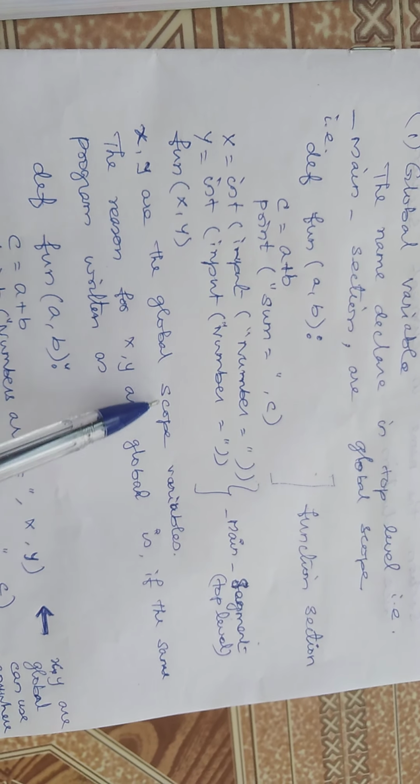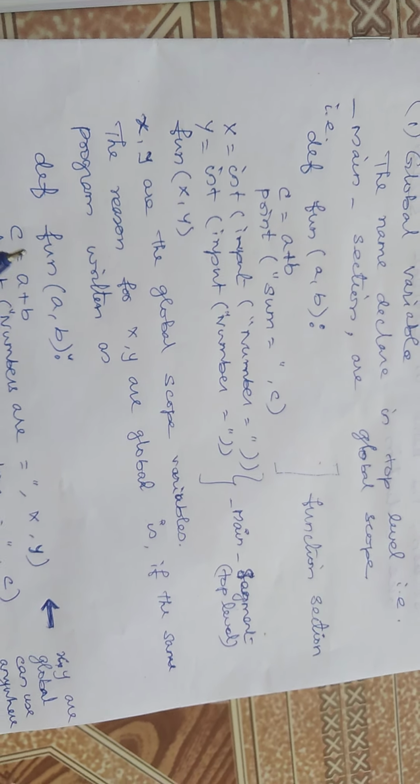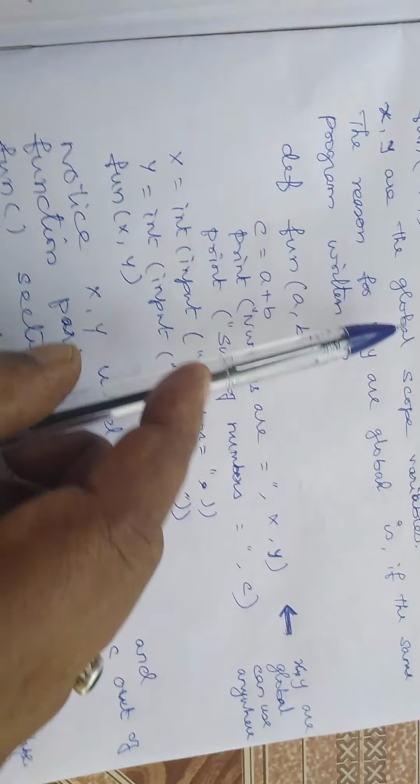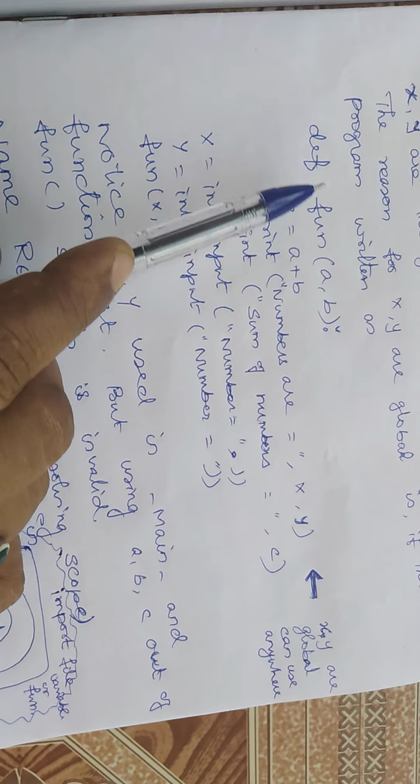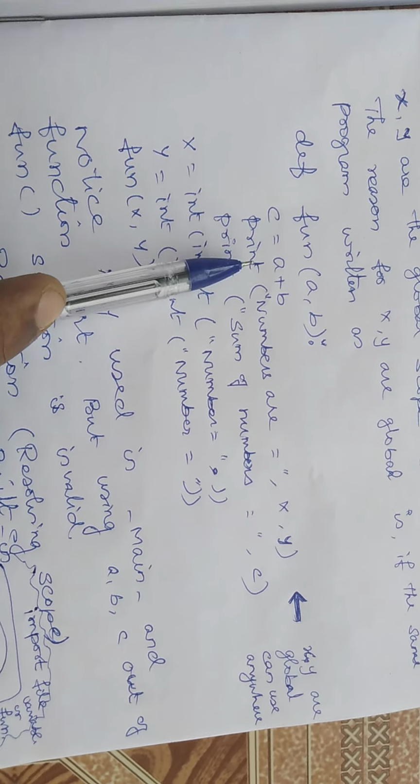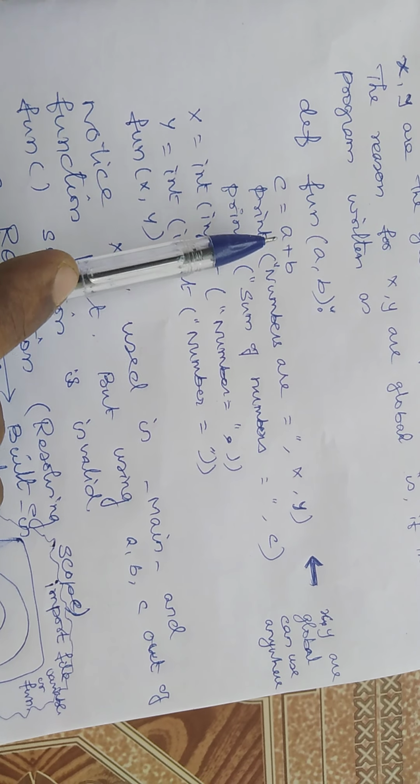So the x and y are called what? Global scope variables. See here how the x and y can be used outside, that is, anywhere. Here is the same program we wrote: def function AB, the function indentation part having c is equal to a plus b.